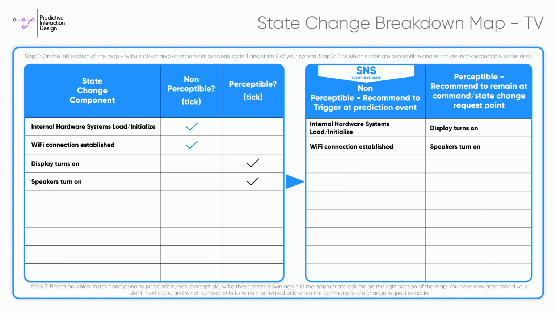What we've done there is decide that when a TV predicts that a user is going to interact with it, the internal hardware systems can load and initialize, and the Wi-Fi connection can be established, but we will only wait for the actual interaction itself for the display or the speakers to turn on. Otherwise, if the TV just turned on when it thought that the user was going to interact with it and the user had no intention to, well, they would be quite annoyed and also maybe a little bit creeped out as well. We enter that uncanny valley territory there, and that is one of the golden rules of predictive interaction design, but we will talk a little bit more about those later on in the course.